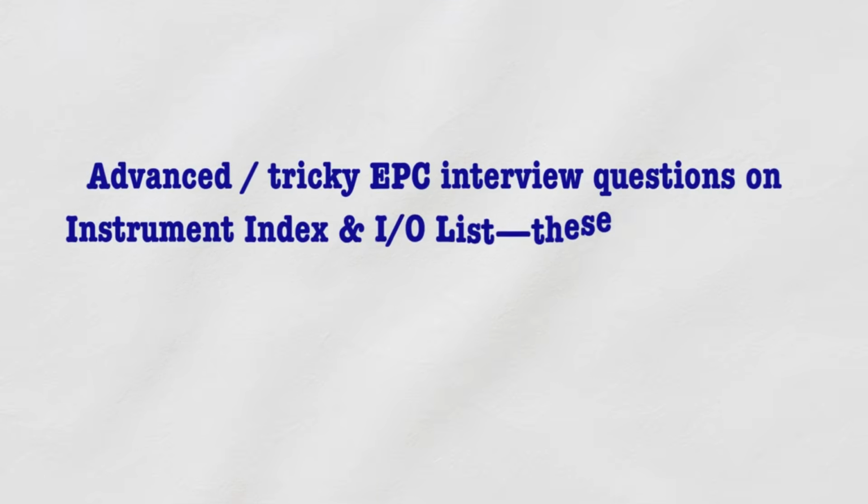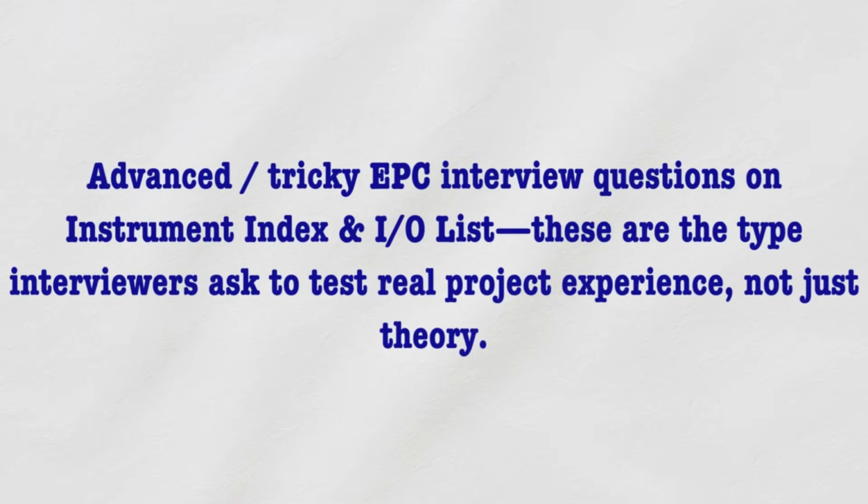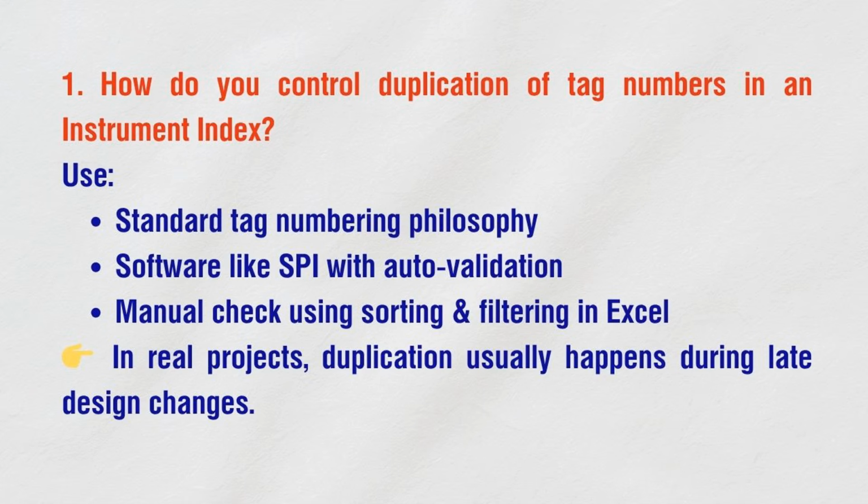Advanced tricky EPC interview questions on instrument index and IO list. These are the type interviewers ask to test real project experience, not just theory. How do you control duplication of tag numbers in an instrument index?